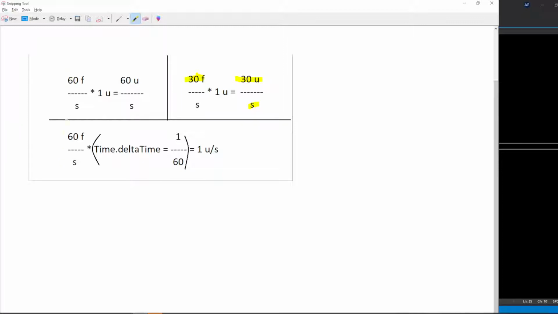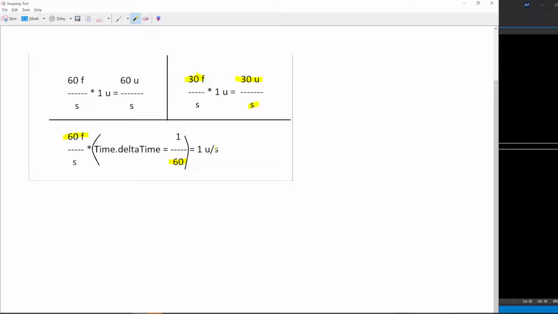So going back to the 60 FPS player, their Time.deltaTime is actually going to be 1 over 60, because again, Time.deltaTime is the time in seconds since your last frame. So if you're going 60 frames per second, the time since your last frame is just going to be 1 second over that 60 FPS. And these two 60s cancel out, so we're moving 1 unit every second.